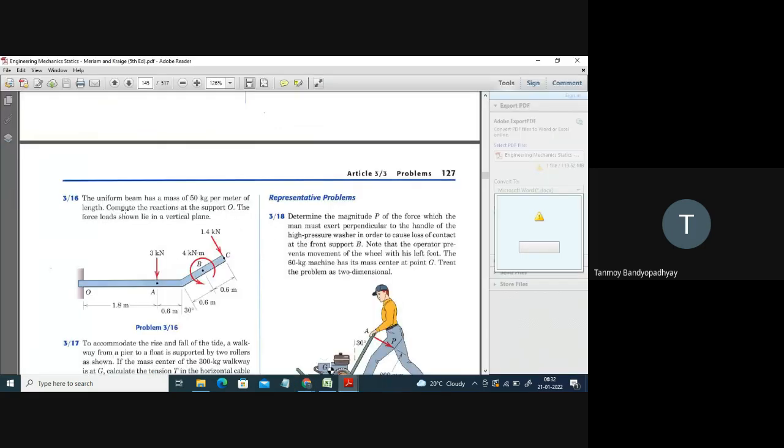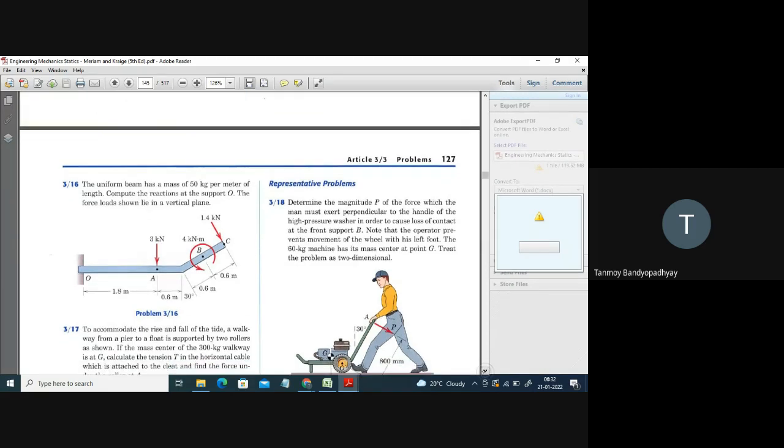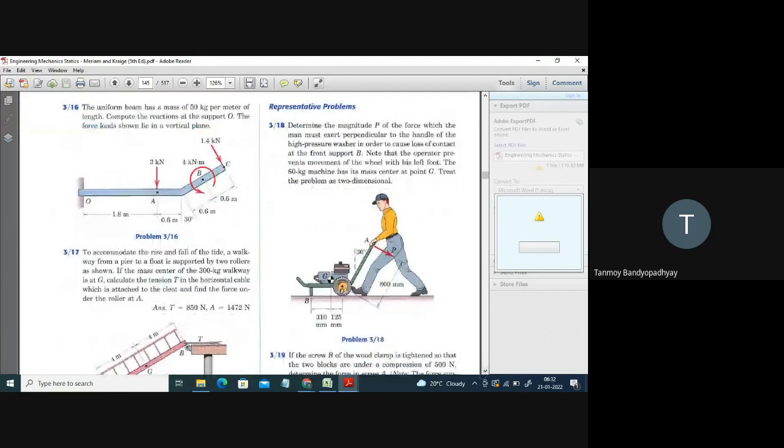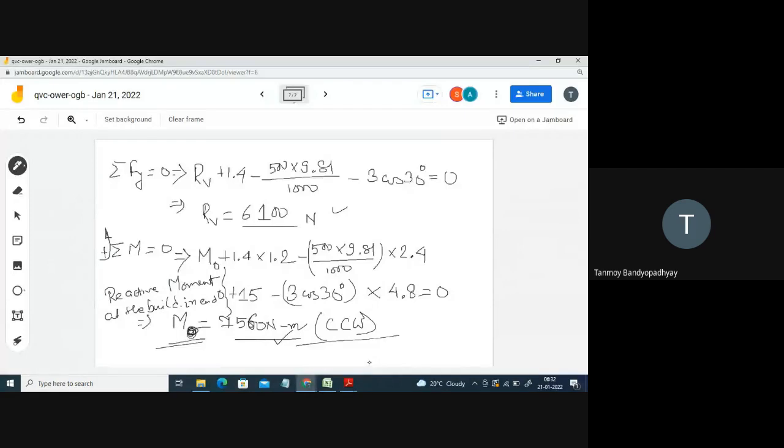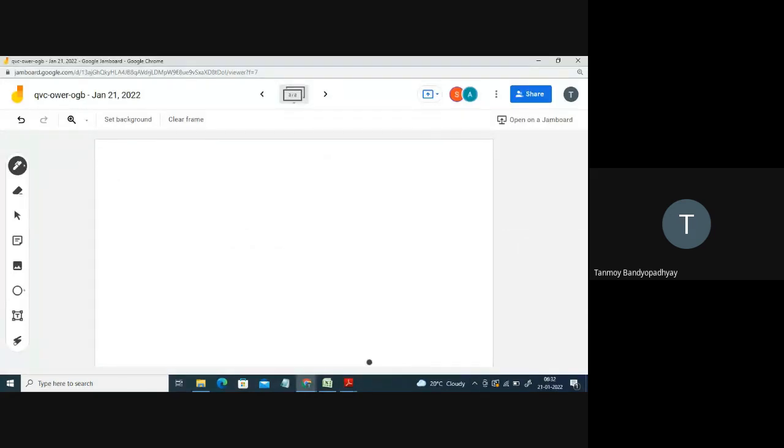Clear? So this one remains your homework. 316 remains your homework. Try it a bit at home. I am telling the answers for 316. Try that one at your home. If you feel like, sir, I couldn't do this, then in the next class I will tell you or work it out. Just try the problem 316. I am just writing down the answers.